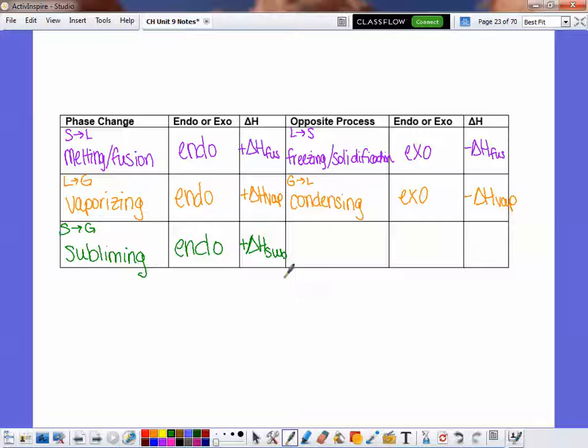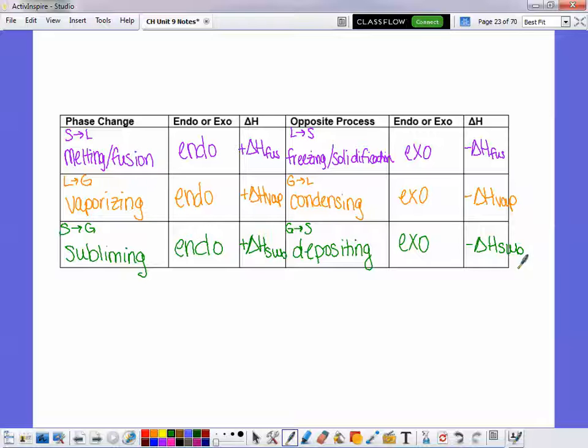And then the opposite process, what's that called? Deposition. In the -ing form, it's depositing. Think of the gas depositing in solid form. Endo or exo? Exo. And then what would that delta H be? Negative delta H sub. Notice how the subscripts for all of these were the same for opposite processes. The signs were just opposite. Okay?